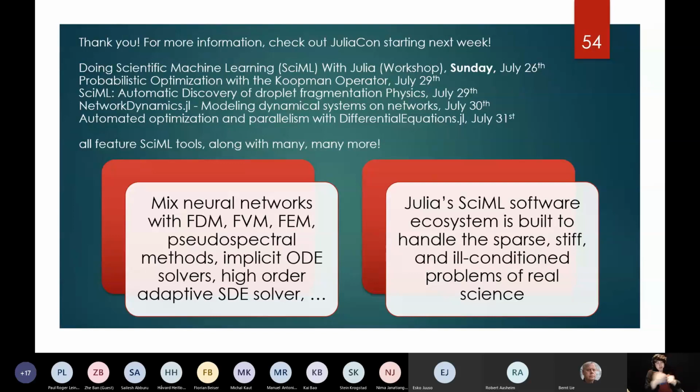A lot of what we'll be doing is working on ModelingToolkit to be able to do a lot more symbolic tools and more acceleration and more distributed parallelism. So thank you very much.